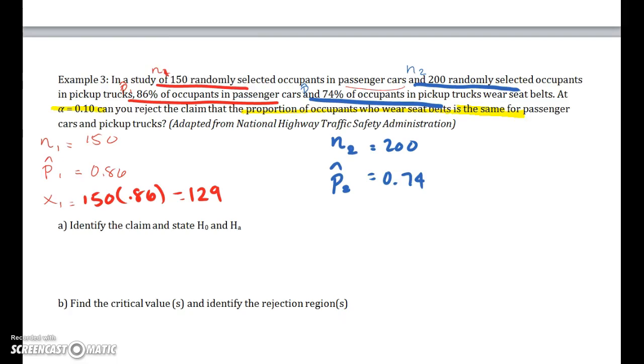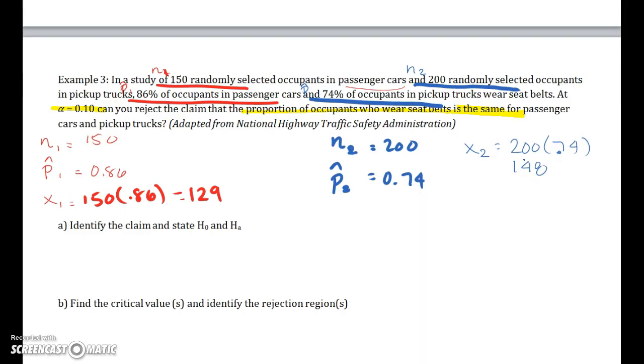So then to find the number of people that wear seatbelts for pickup trucks, I'm going to take the total, which was 200, and I need 74% of that number. So 0.74 times 200. When you multiply that, you get 148. This information is going to help us later on, but it's easier while it's still fresh and while we're identifying information to know what goes where.